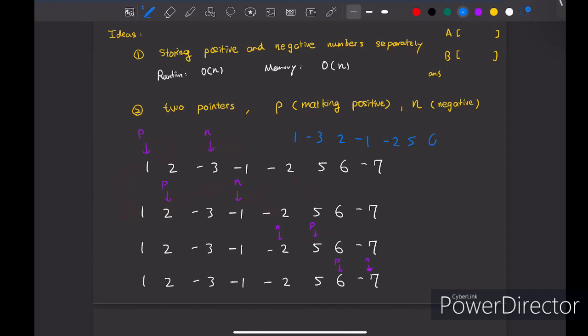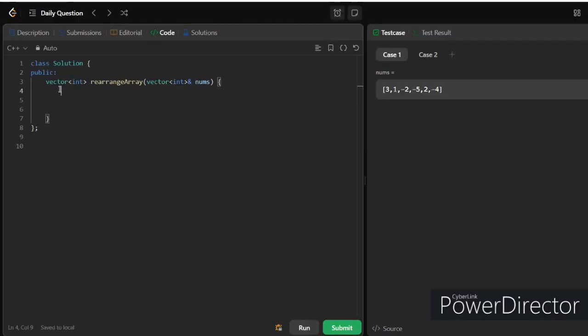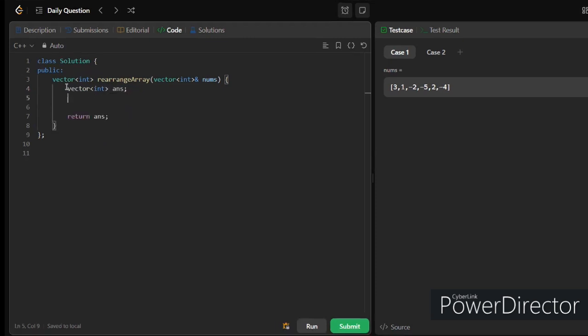We just write it down. Then the problem is solved. Let's code it up. Let's implement our two pointers method. So we want to create an array to return for the answer. We need two pointers, one for marking the positive number and the other one for the negative number.